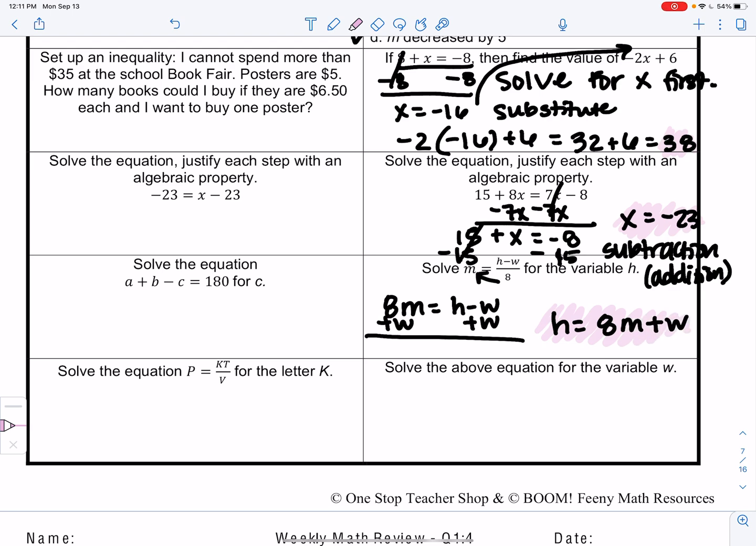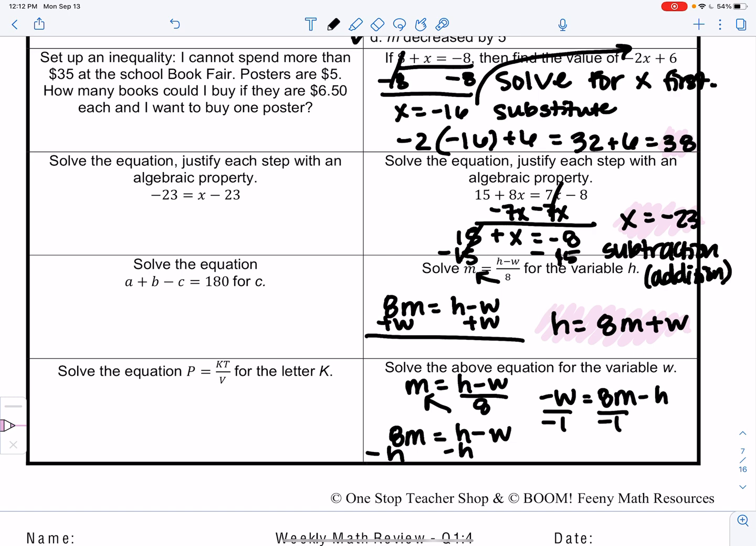And then I'm going to solve that same equation where I had m equals h minus w over 8, but this time I'm solving for w. So I'll do the exact same thing. I'll multiply the 8 and the m. I'm really multiplying 8 on both sides, equals h minus w. So then I'll subtract h from both sides. Negative w is going to equal 8m minus h. I'm going to divide everything by -1 to get w by itself. I want positive w. So I have w equals negative 8m plus h. And that is my solution.